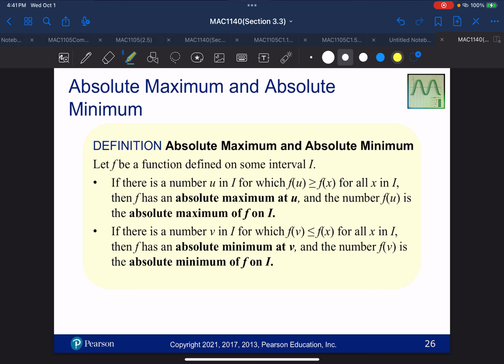All right, so those were local maximums and minimums. And now we are going to talk about the absolute maximum and the absolute minimum. So if we let f be a function defined on some interval I, and if there is a number u in I for which the output of u is greater than or equal to all outputs for all the x in I, then f has an absolute maximum at u. And the output would be the absolute maximum value of f on I.